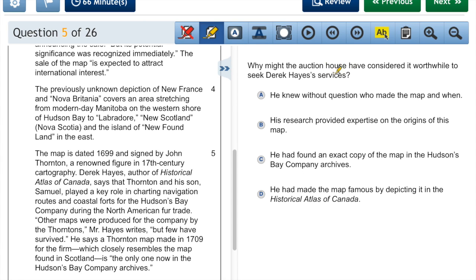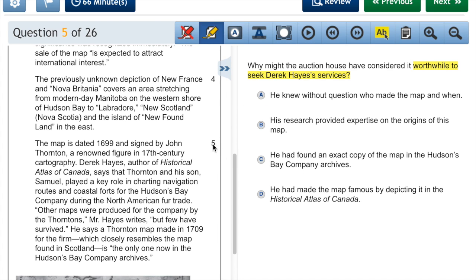So I'm going to begin with this question by using my highlighting tool to highlight any words that will help me understand what the question is asking. It's asking about Derek Hayes and why he's important to the auction house. He's first mentioned in paragraph 5, so we're going to go down there and highlight any information about him and his discoveries that can help us to answer the question correctly.